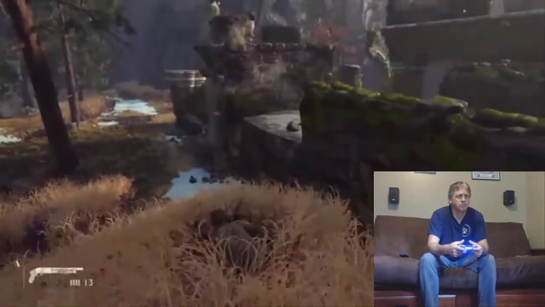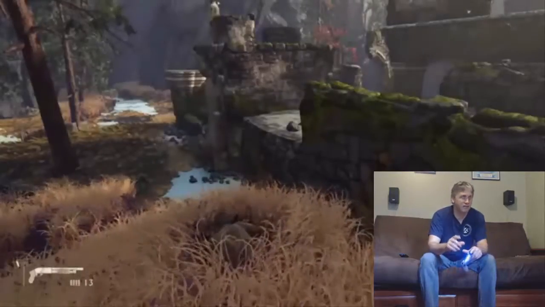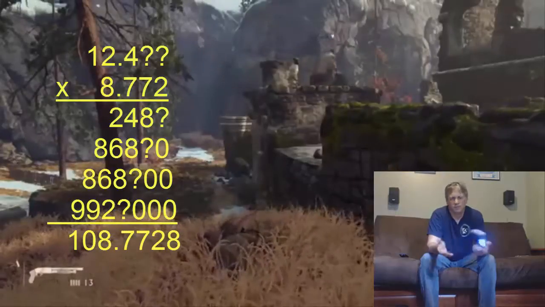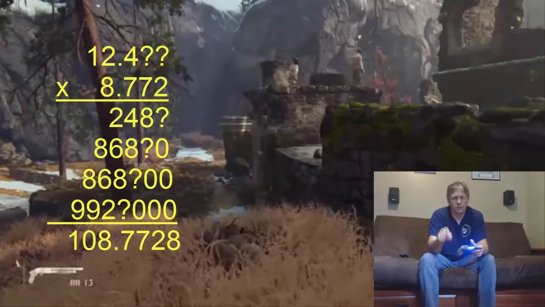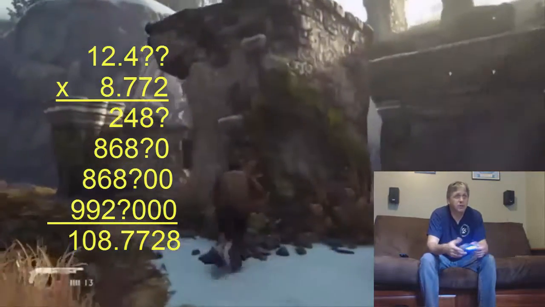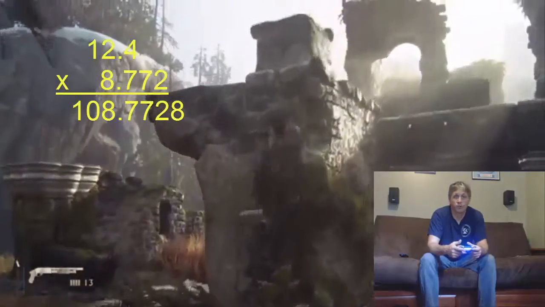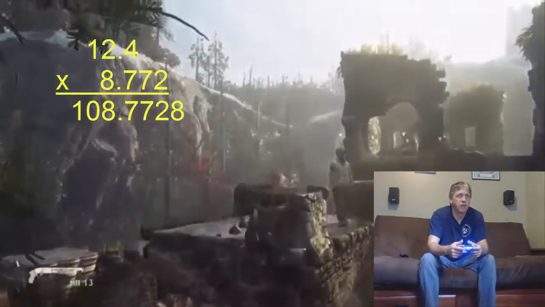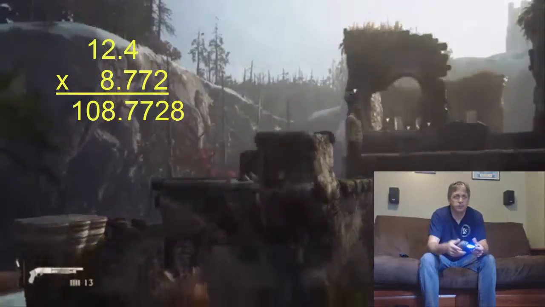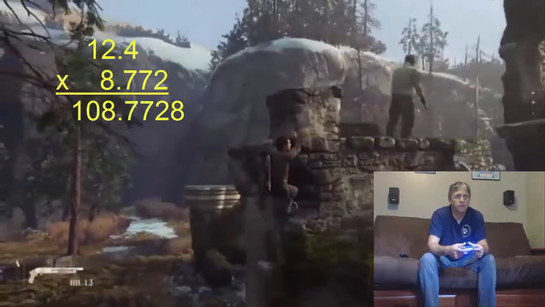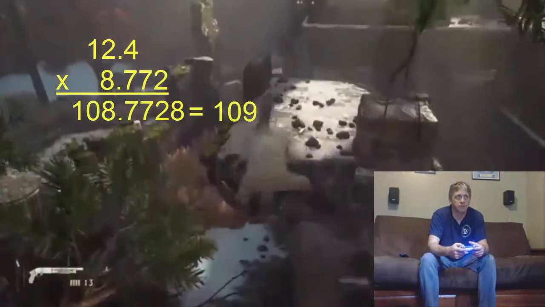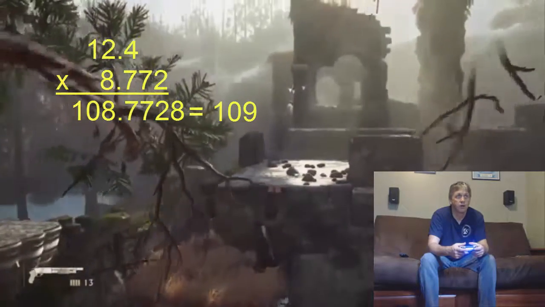So maybe if I have time, I'll flash it on the screen when I edit this thing. But otherwise, just trust me, there's similar reasons, but you gotta do long multiplication. So for this particular problem, we have 12.4, which has 3 sig figs, and 8.772, which has 4 sig figs. The number with the fewest has 3, so we're going to take our answer and round to 109. Oink.